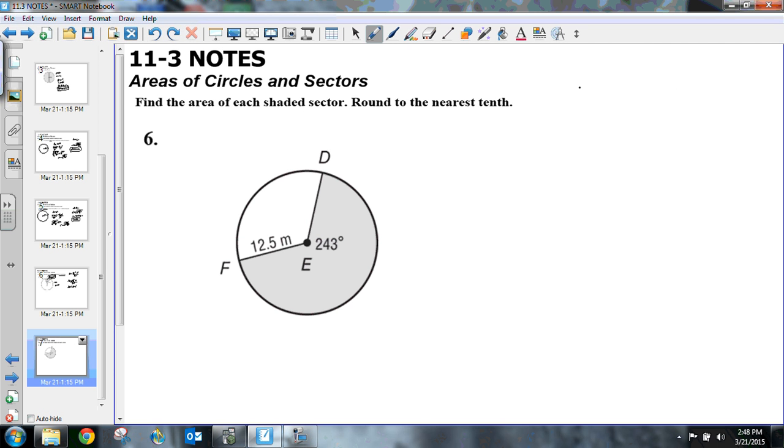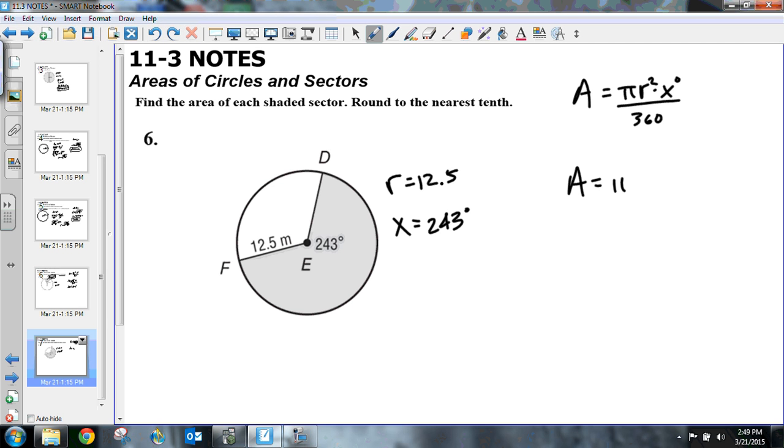All right, so now again we're going to use the formula. Area equals pi times radius squared times x degrees divided by 360. So I know that my radius is equal to 12.5, and I know that my angle measure, and it's a big angle, it's longer than 180 degrees, is 243 degrees. So if I plug that into my formula, I get pi times the quantity 12.5 squared times x. Well, x is 243 degrees, and then I'm going to divide that by 360.